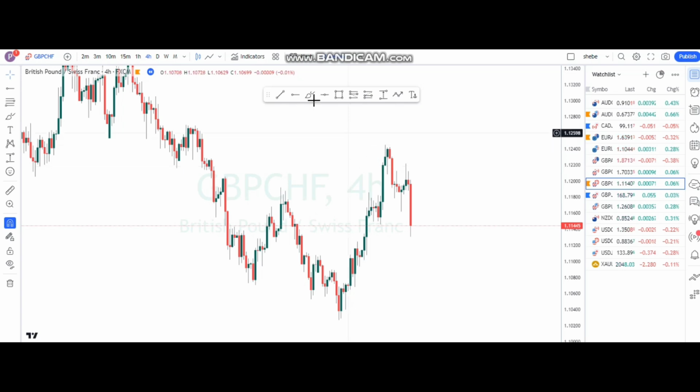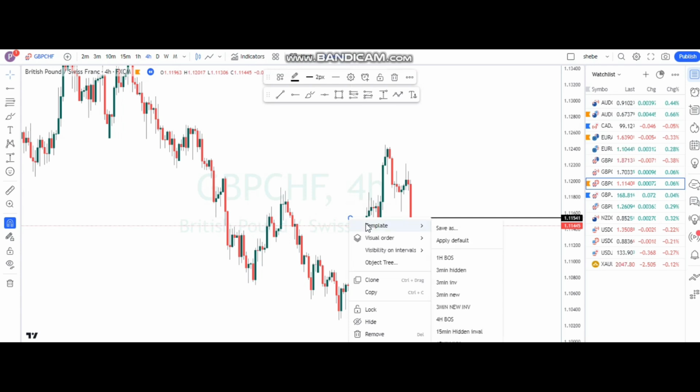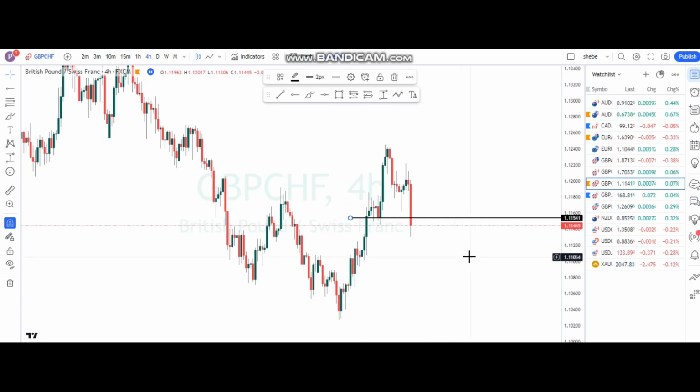We have seen our 4 hour break of structure over here, that this was low, over here it was high, and this was low, this was high. Then the price came and closed below here. This candle closed below here. So the closing of this candle below here makes us call it a 4 hour break of structure, and name it as 4 hour break of structure.